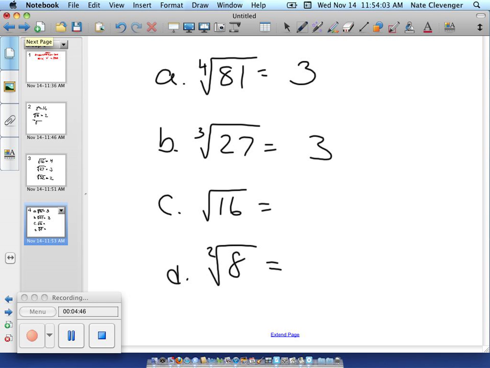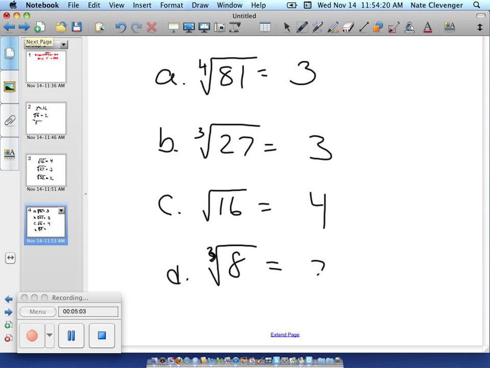Brittany, what's the square root of 16? Did that one a second ago. And this should have been a 3. The cubed root of 8. One number times itself 3 times, Braden, gives you 8. One number times itself 3 times gives you 8.